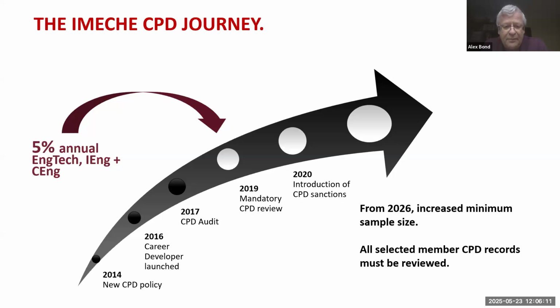There's a further change coming in. Up to now, the obligation has been to do a 2% annual review. As of 26, we will have to do a 5% review of the registrants. In IMechE, we've been doing 5% for a number of years, just to make sure that we're on top of what we are obliged to do.